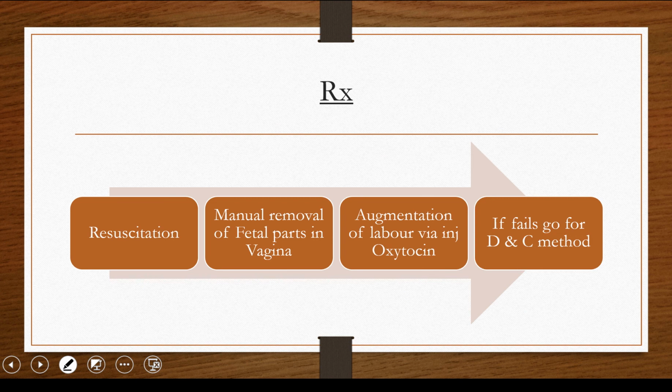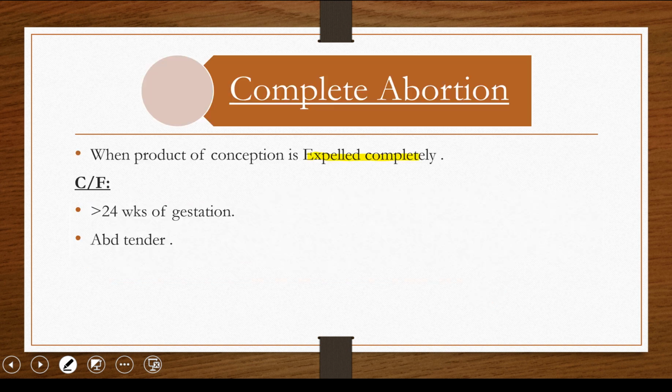Treatment. If she comes in an unstable condition, then always resuscitate the patient by maintaining vitals. Then go for manual removal of fetal parts from the vagina and induce labor by injecting oxytocin. If it fails, then go for the DNC method.